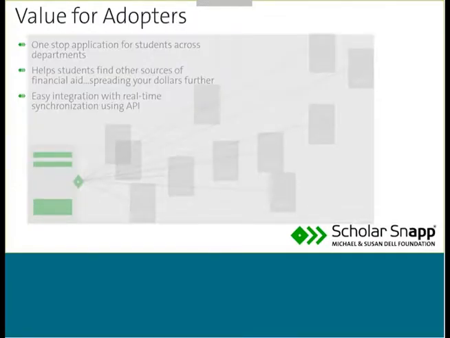The value to adopters of Scholar Snapp is that it can help autocomplete and move the data across multiple programs or departments that you work with. For those providing scholarships or financial aid, it helps students find other sources of aid which can help your dollars stretch further. It is an easy technical integration that is not a huge burden of time or money on your end, and it provides a better user experience for students applying to your programs and institutions.